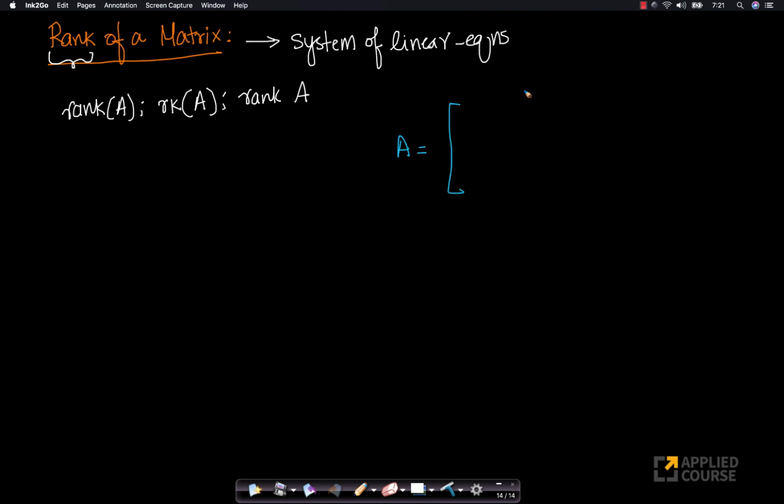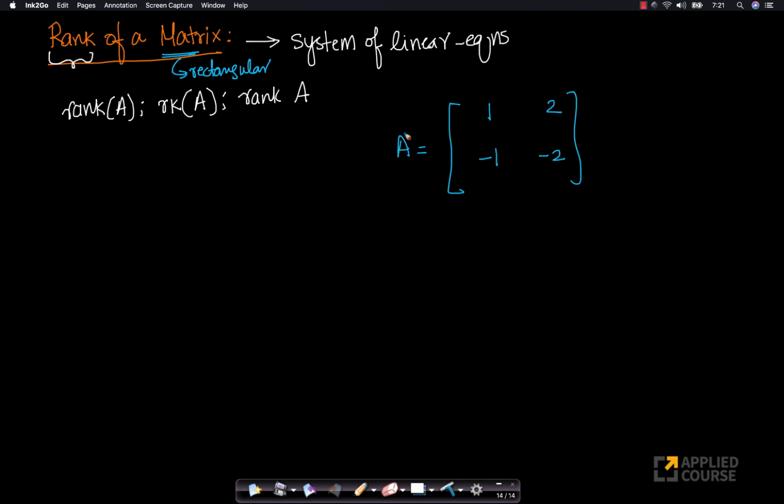Imagine I have a 2 cross 2 matrix. Again, rank of a matrix is defined even for non-square matrices. Rank of a matrix is defined for any rectangular matrix, not necessarily square matrices, but let me give you a simple explanation using square matrices. I'll try to give you a geometric interpretation, then we'll go into the numeric interpretation and multiple interpretations of rank itself.